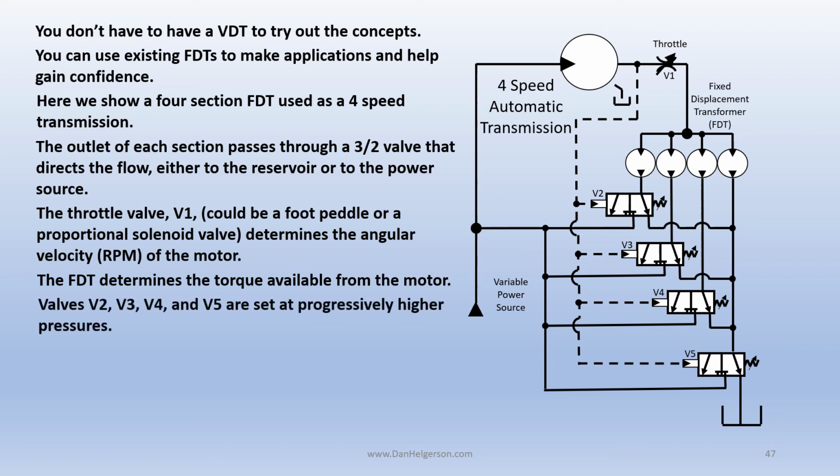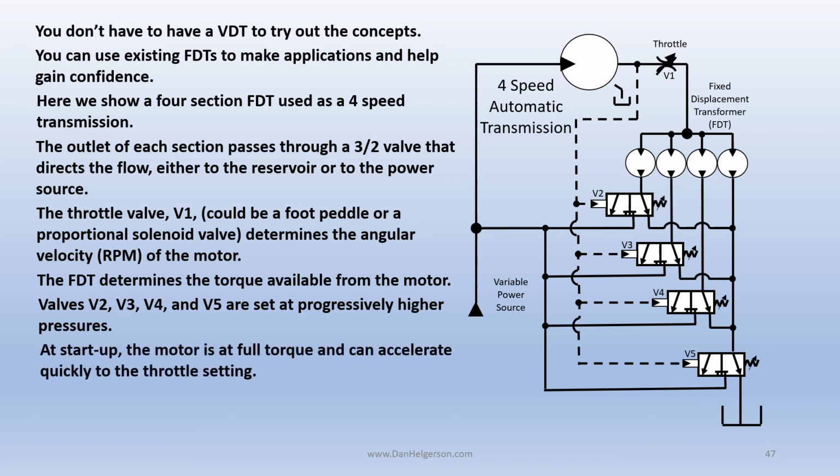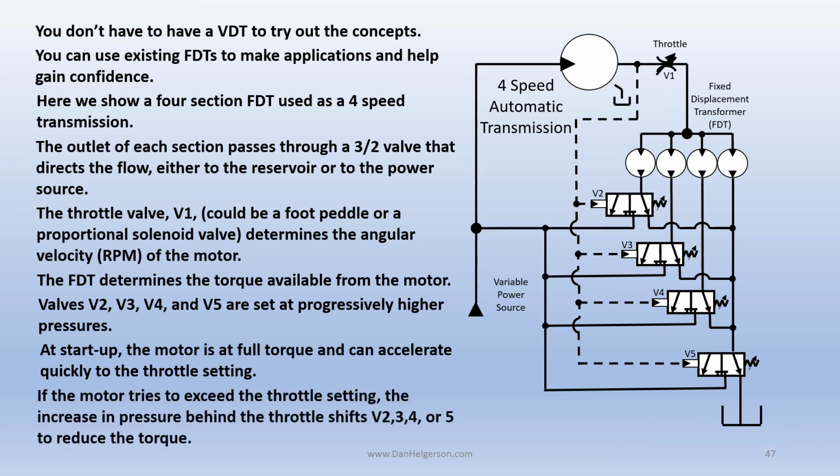Valves V2, V3, V4, and V5 are set at progressively higher pressures. At startup, the motor is at full torque and can accelerate quickly to the throttle setting. If the motor tries to exceed the throttle setting, the increase in pressure behind the throttle shifts V2, 3, 4, or 5 to reduce the torque.